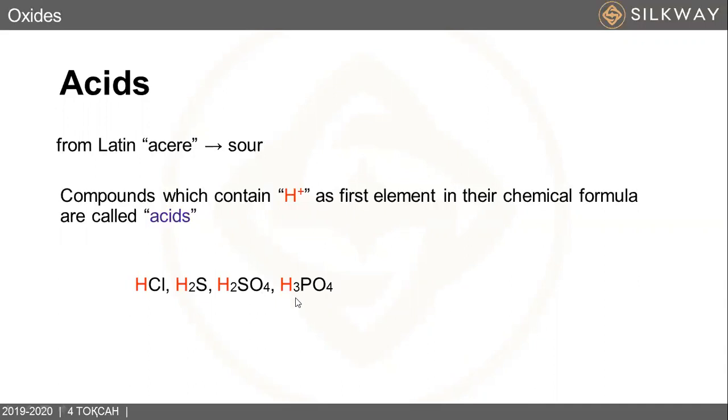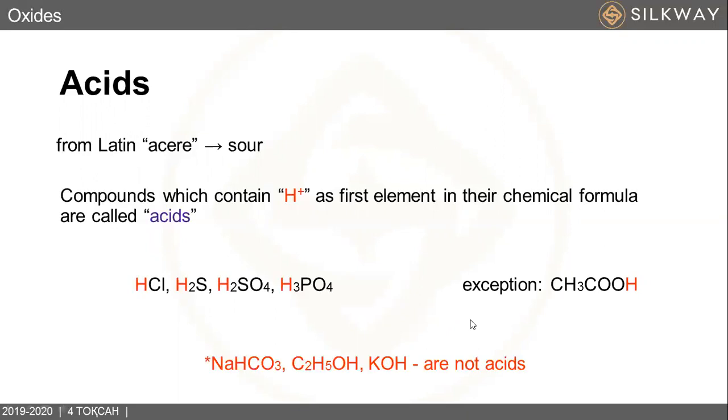Phosphoric acid is also the first element in this compound is hydrogen. After that is phosphorus, and after that is oxygen. Exception is acetic acid. It's also acid, but hydrogen stays in the end of this compound. Compounds like sodium hydrocarbonate, alcohol, potassium hydroxide are not acids because the first element isn't hydrogen. The first element in this compound is sodium, here is carbon and here is potassium.